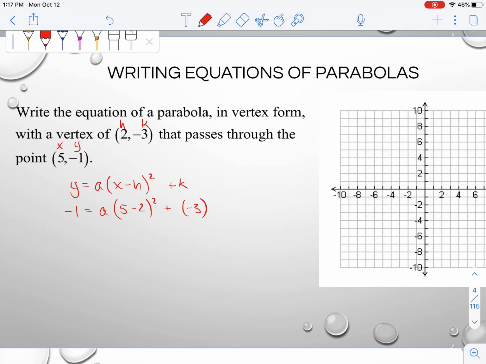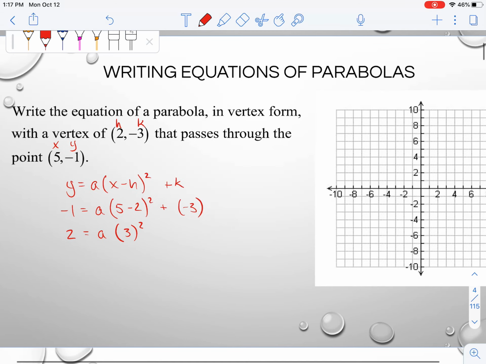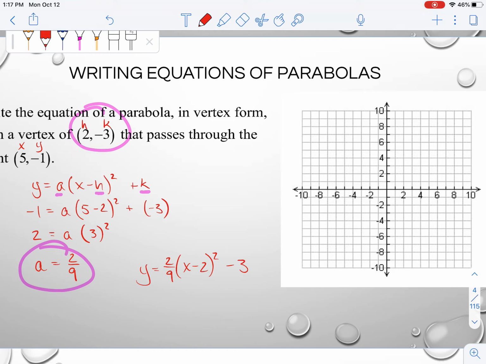So I want to solve for a. First thing I need to do is add 3 to both sides. I'm going to have 2 equals a times, and 5 minus 2 is 3 squared. 3 squared is 9, and if I divide both sides by 9, I get that a equals 2/9. So now that I know my vertex and my a value, I can substitute back into my vertex form of the equation, replacing a, h, and k, and I get the equation y equals 2/9 times quantity x minus 2 squared minus 3.